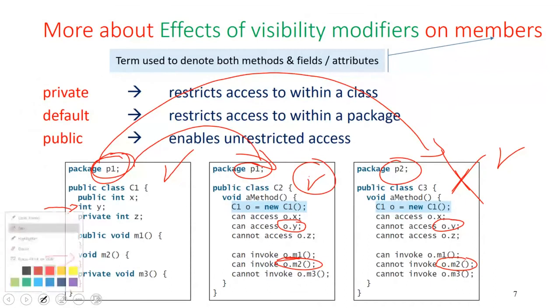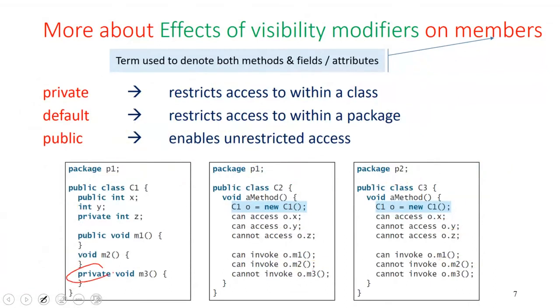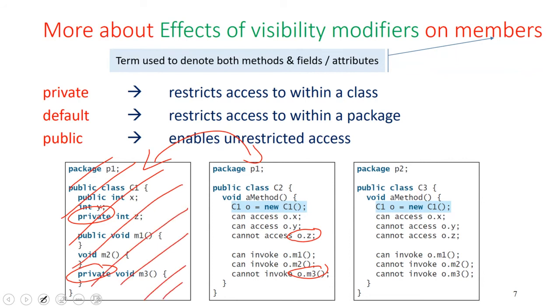And then the last example: what if I have a private method and a private attribute? From within the same package, another class cannot access z or m3 because they are private. Private means it's only accessible inside the class where they are defined. Even if you are outside the package, they're still not going to work. You cannot access z, you cannot access m3. No one but the class C1 can access z and m3 because they are private.